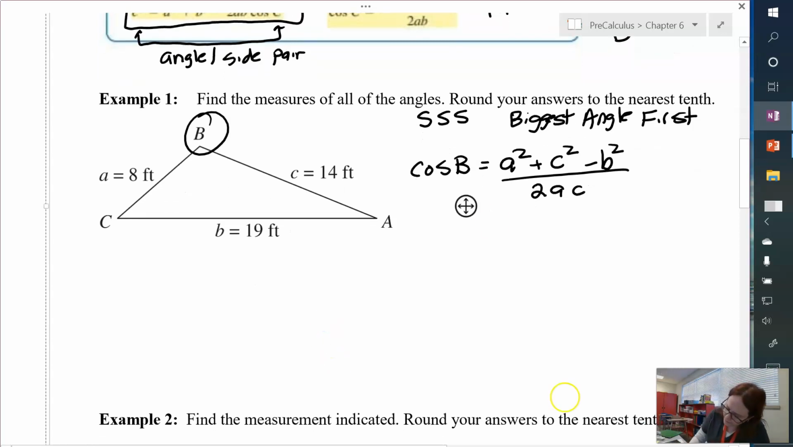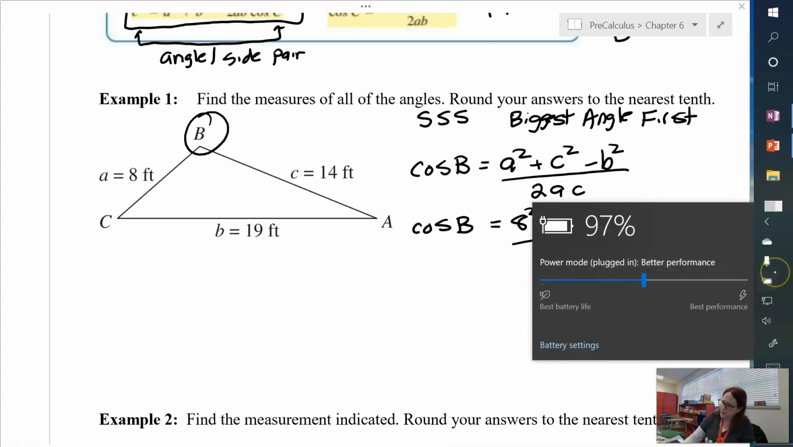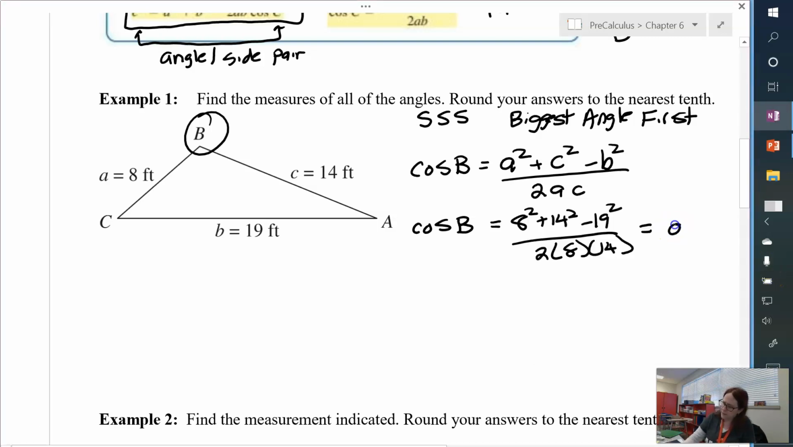So let's plug in. 8 squared plus 14 squared minus 19 squared, over 2 times 8 times 14, is going to be your cosine of b. Just plug that into your calculator. So 8 squared plus 14 squared minus 19 squared, and I'm going to divide all of that by 2 times 8 times 14. So we get negative 0.451.